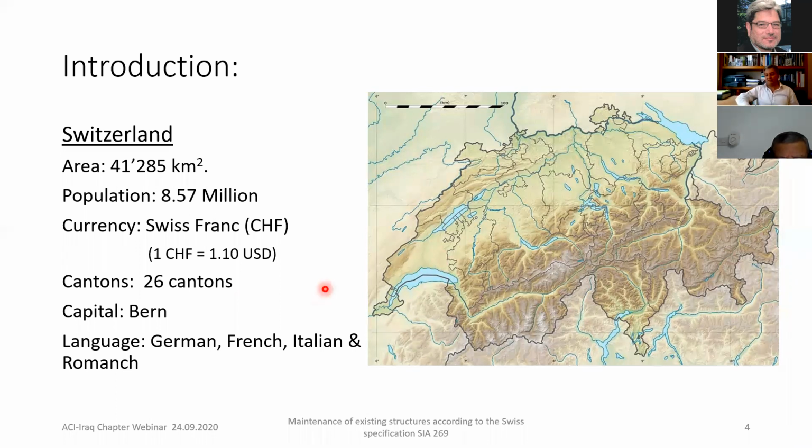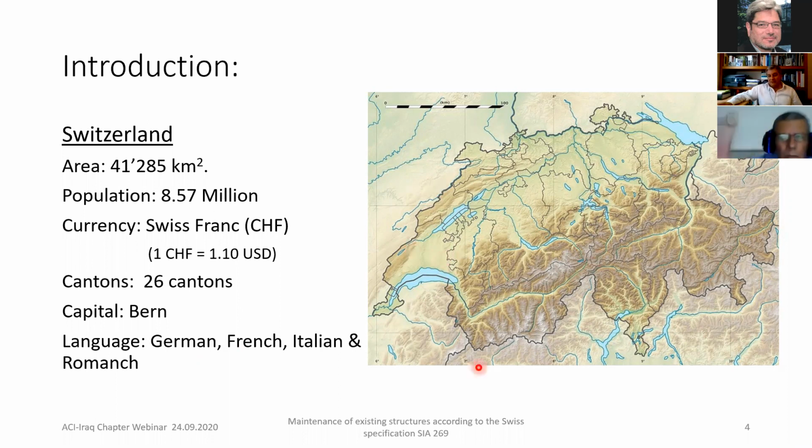That means each canton has its own specification, its own norms, but everything is under the umbrella of the confederation. For example, the SIA, the specification for concrete and for structures. The capital is Bern, and we speak four languages: German, French, Italian, and Romansh. I am talking to you from somewhere here between Lausanne and Vevey.